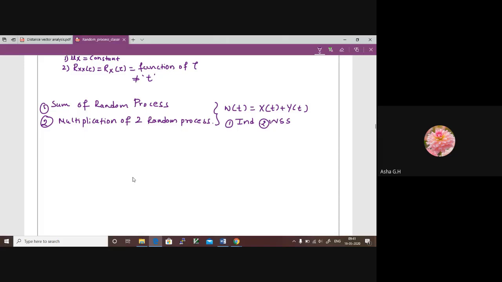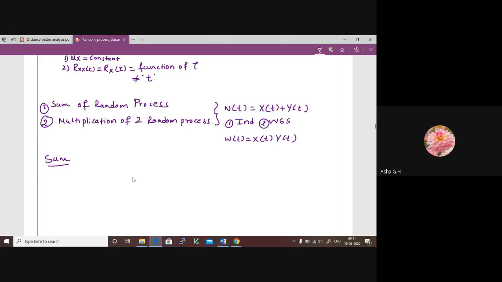And again, in the case of multiplication, we assume that W of t is the multiplication of two random processes x of t and y of t. And we try to calculate various statistical parameters for these two. Okay. So now we can start with the addition or sum of two random processes.